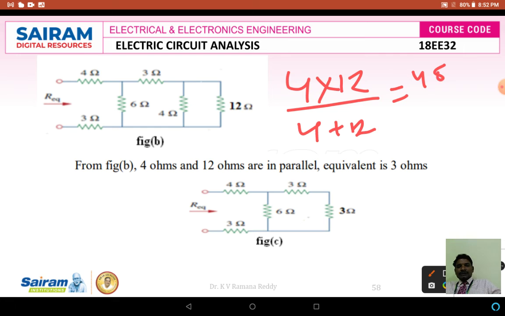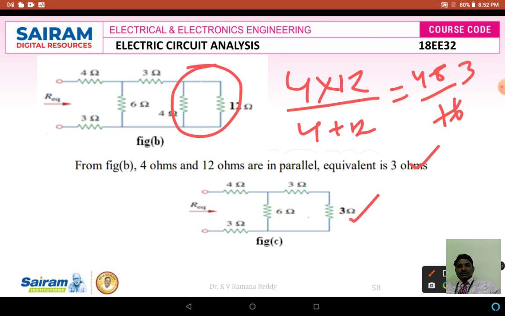48 divided by 16, which is 3. So in total it is 3 ohms. Now I am replacing these two resistors with a single resistance whose value is equal to 3 ohms.